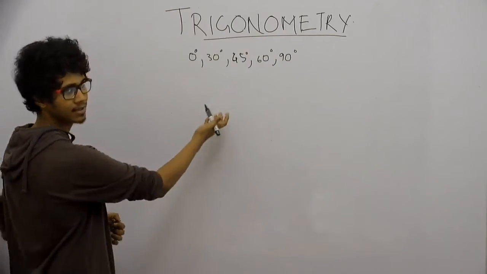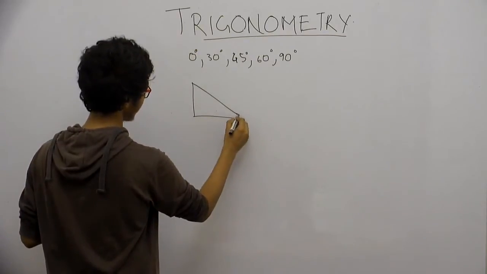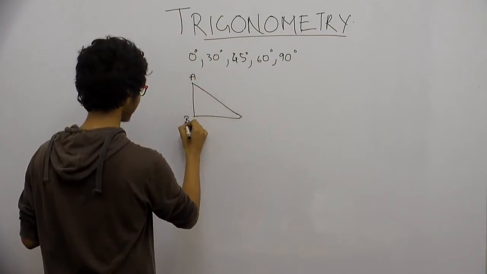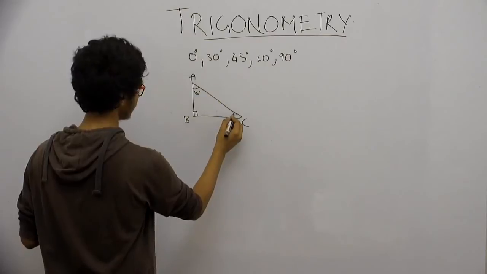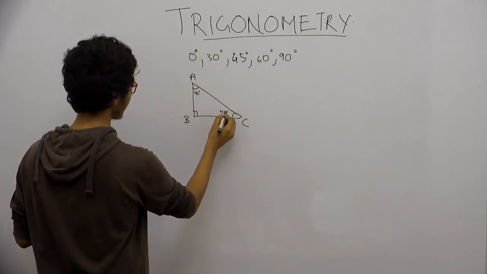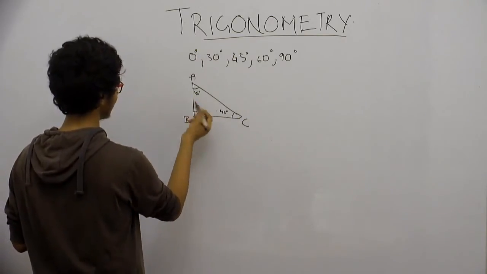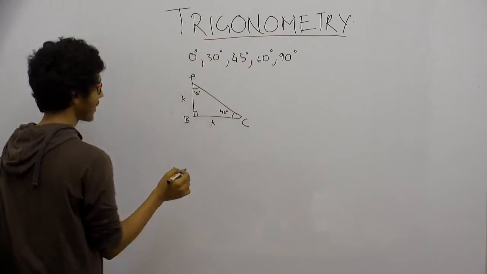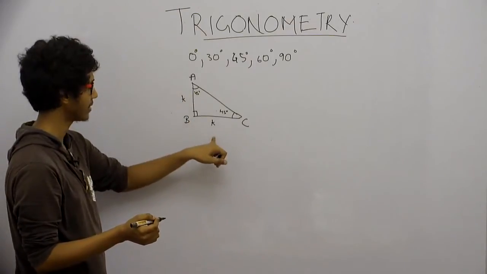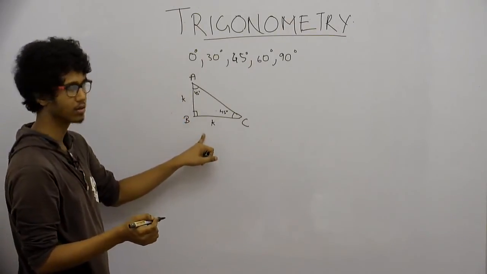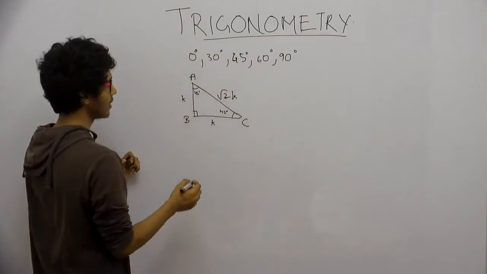First, let's start with the easiest, and that's 45 degree. In a 45 degree right angle triangle, A, B, C, 45 degree. So this angle will also be 45 degree, and since these angles are equal, these two sides will be equal. So let's say this is K, this is K. By Pythagoras theorem, we see that AC is root over of K square plus K square, that is root over of 2K square. So this side will be root 2K.